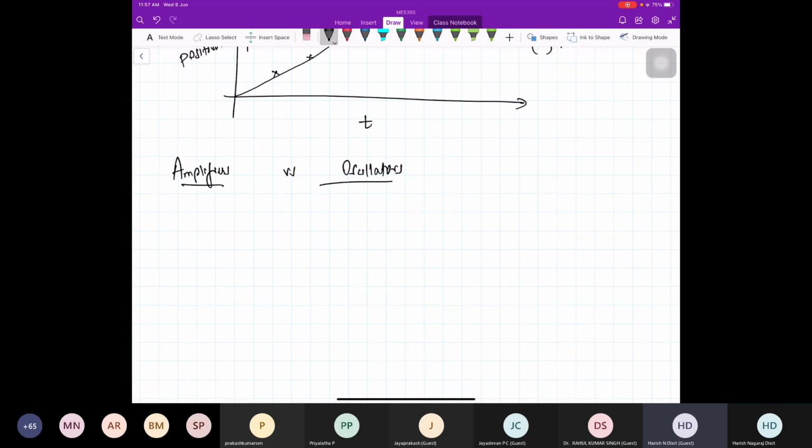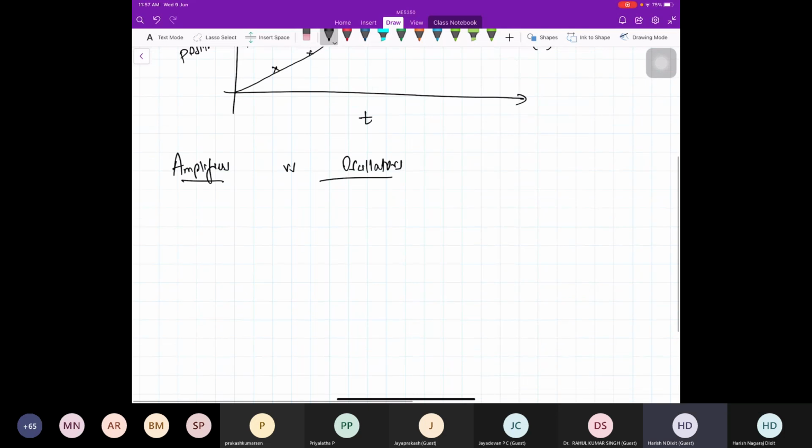But there's also another way to look at it, which is, I was talking about space and time. There's one classification. Another classification is absolute.